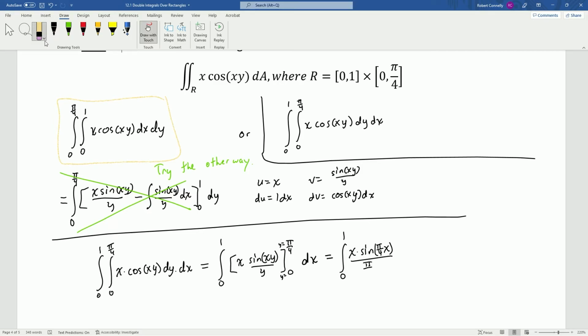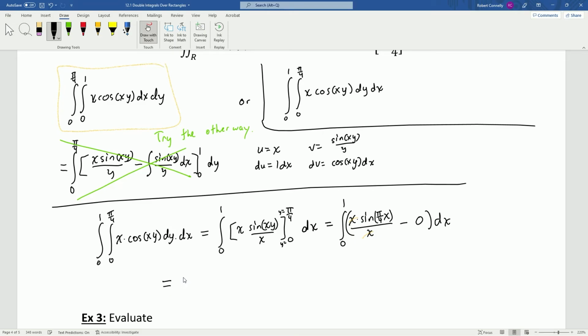Oops, I made a little mistake. That should have been divided by x, because x is my constant, y is my variable. So that should have been over x here. Minus this evaluated at 0 for y, but sine of 0 is 0. So that whole thing will be 0. And we got really lucky, which is that x over x is going to cancel here. So that's going to leave us with the much simpler integral, the integral from 0 to 1 of sine of pi over 4x.